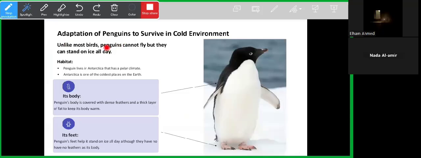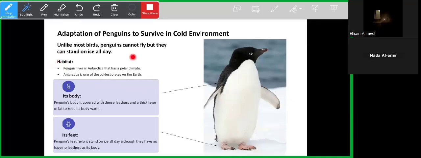Adaptation of penguins to survive in a cold environment. Penguin's habitat: penguins live in Antarctica, which has a polar climate. Antarctica is one of the coldest places on the earth, and penguins live in Antarctica.